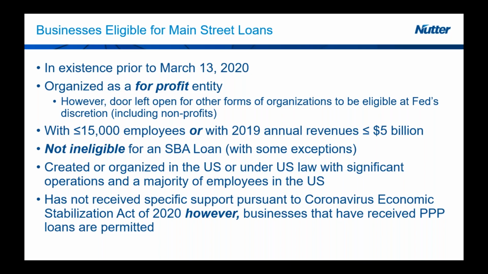The borrower must be created or organized in the U.S. or under U.S. law and have significant operations and a majority of its employees in the U.S. And the borrower must not have received specific support pursuant to the CARES Act, but borrowers that have already received PPP loans are permitted. When you think about what specific support means, the Fed is interpreting that to mean things like the airlines that have received grants directed particularly at companies or industries.